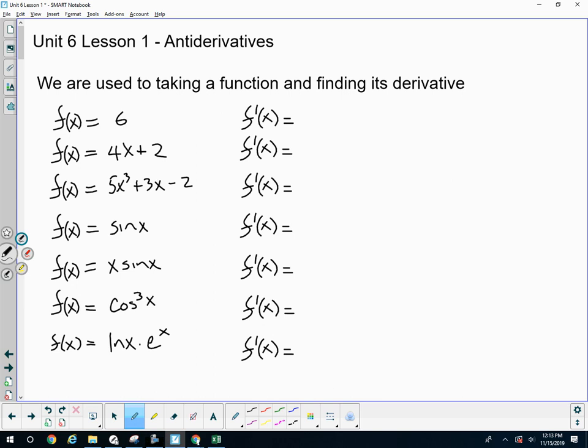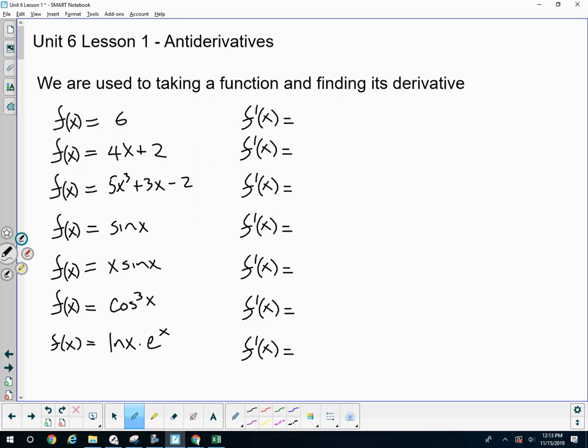So we're done with derivatives. Kind of. We'll be using derivatives, but tangent slopes, stuff like that. Changing gears. Okay? We're going to start our changing of the gears by talking about antiderivatives.